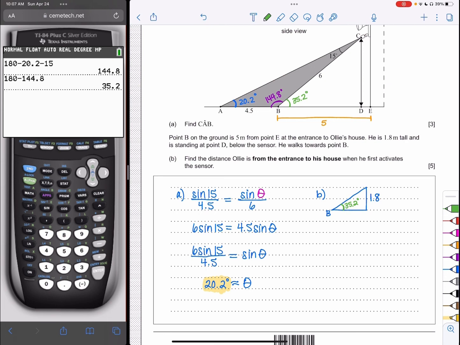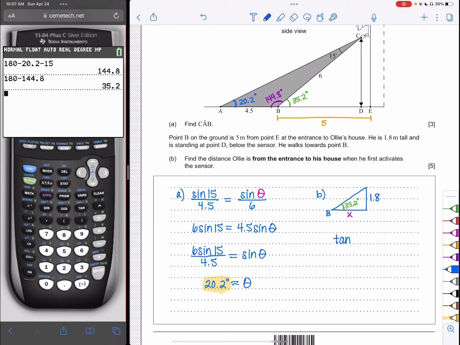Because I know that, what I am basically trying to find here is the distance between where he is and B. If you wanted to, I could have called the point that he was actually standing at when he activated it X, which technically I've said that the distance was going to be X. So if I find this value here using my trig, I have opposite and adjacent, so I will be using tan.